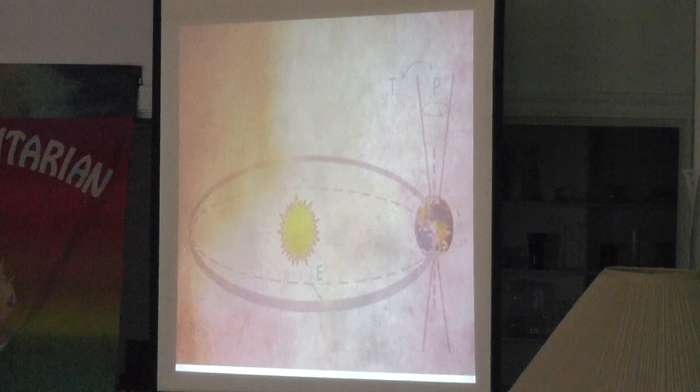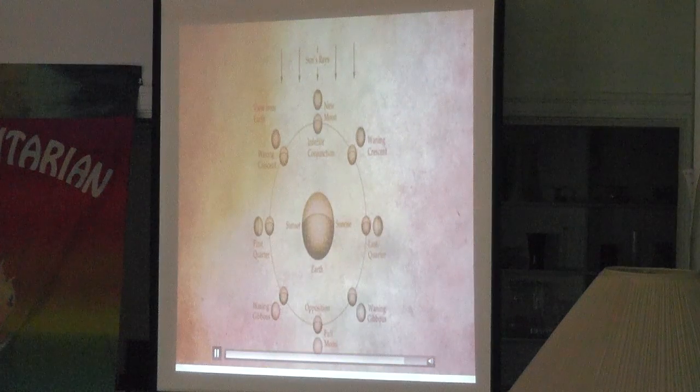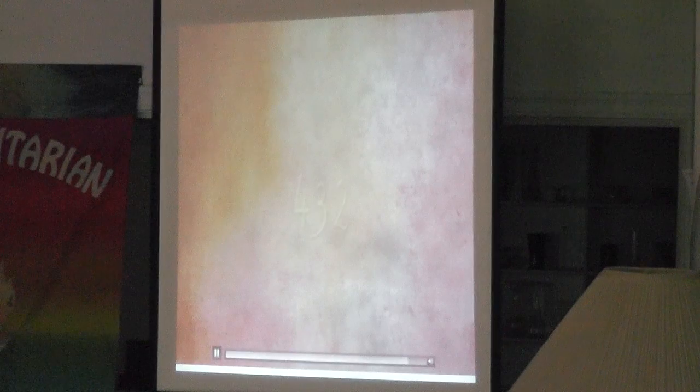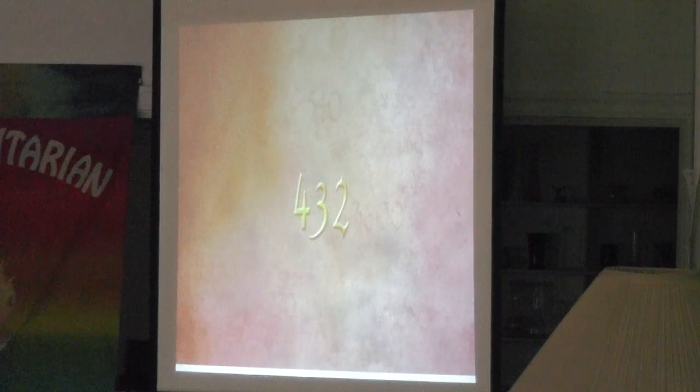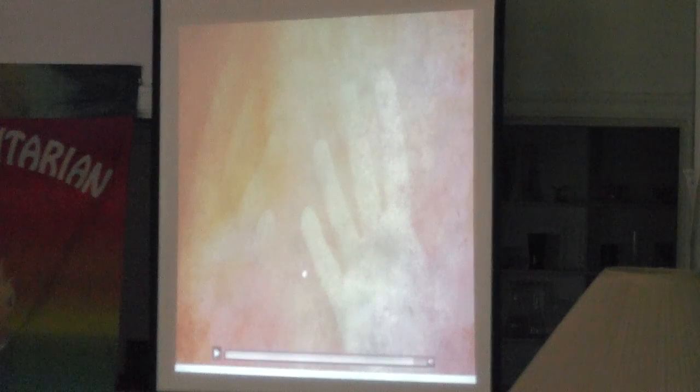We have all these different things: Earth cycles, time and celestial measurements, geometry, sonic frequency, yet they are all represented by the same numbers over and over again. And they always add up to 9. All the sacred numbers always add up to 9.